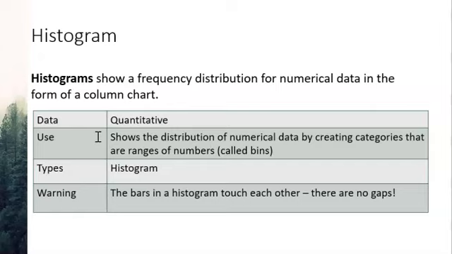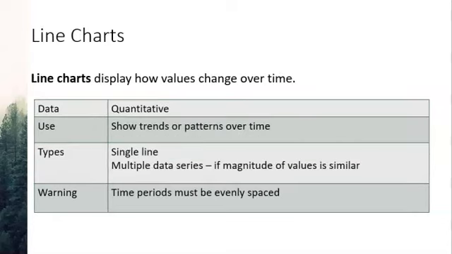We're only going to learn about one type of this chart, a basic histogram, and how you could tell the difference visually between a histogram and a column chart is that in a histogram, the bars must touch each other. There can be no gaps.